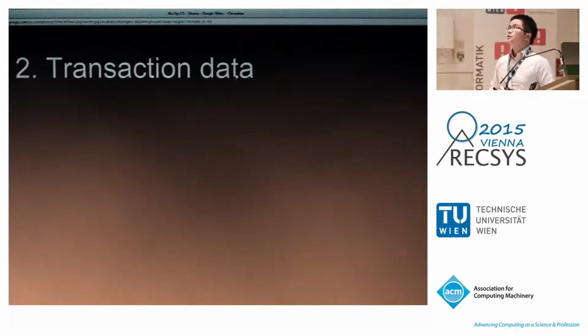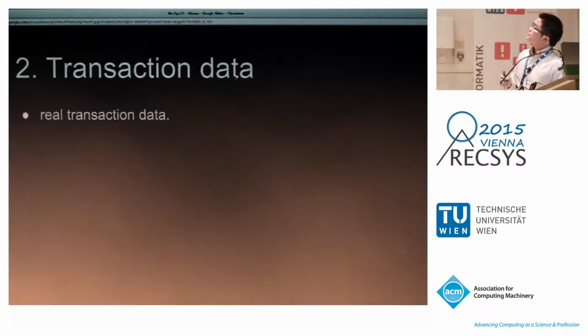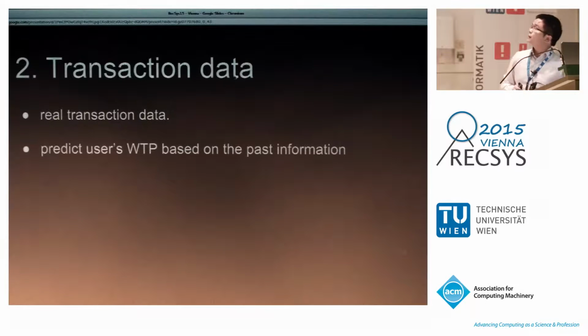Category number 2, transaction data. This method uses real transaction data, like transaction data from Walmart or other supermarkets. The way it works is they can predict users' willingness to pay based on users' past transaction records.